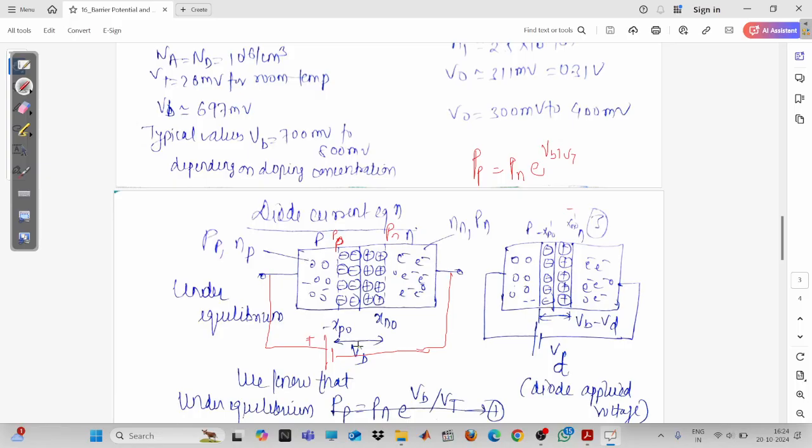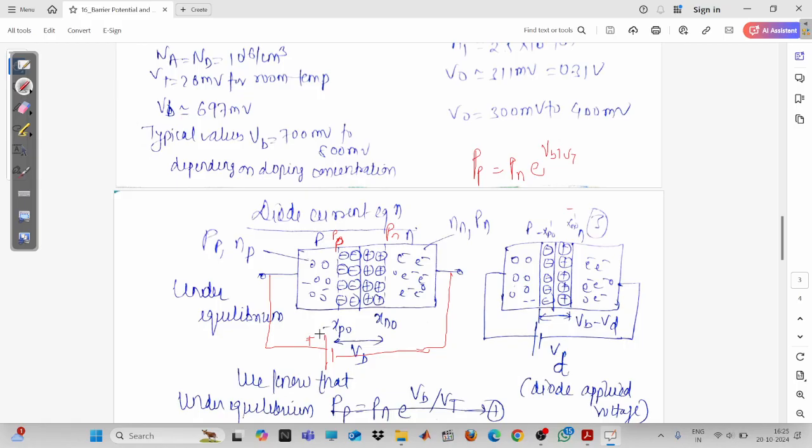For that to happen, you will have to remove or break this depletion layer. The current will only flow when there is a breakdown of this depletion layer. But how will you break this depletion layer? Just by applying the biasing, and that too in the forward direction. Now what is forward direction?